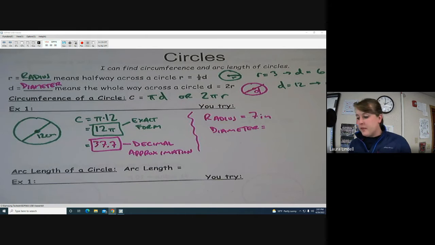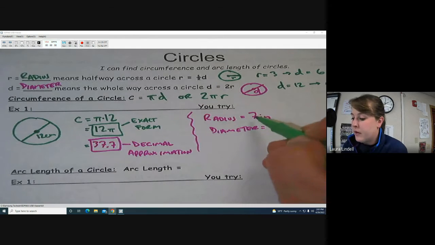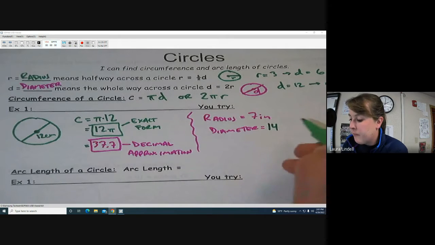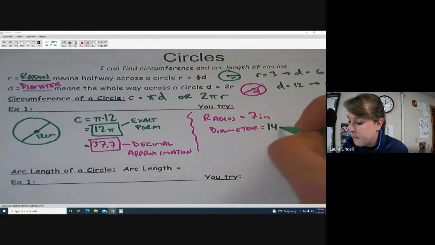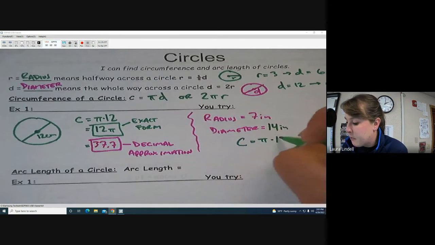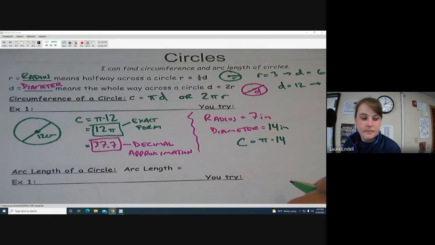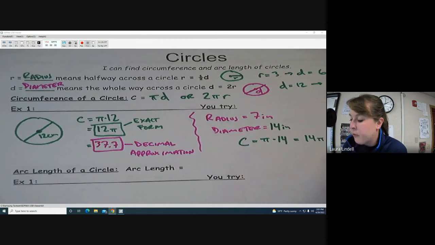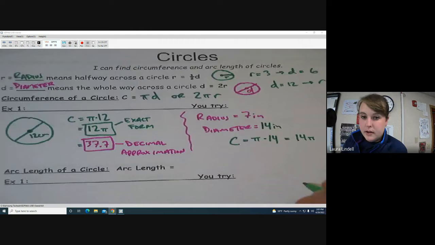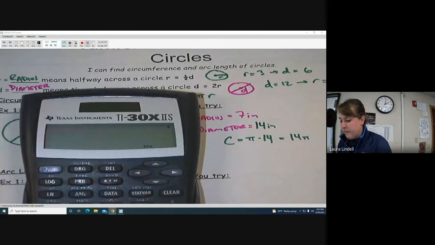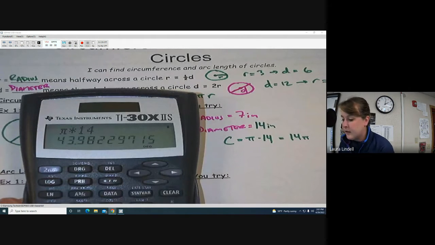Okay, so hopefully you paused the video real quick. Going over this, one way you could do it is take, okay, the radius is 7, so the diameter must be 14, since 2 times the radius gives you the diameter. Then we know circumference is pi times diameter, so pi times 14. Then we know that in exact form, that's just going to be 14 pi.